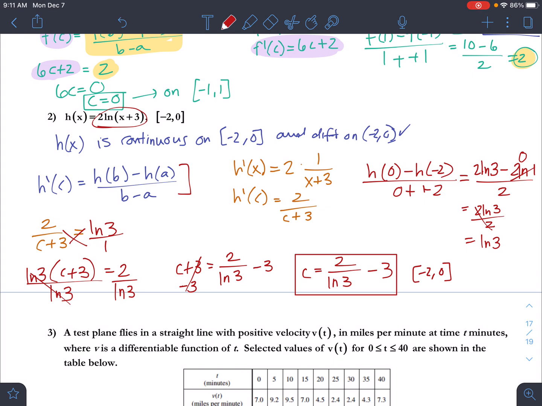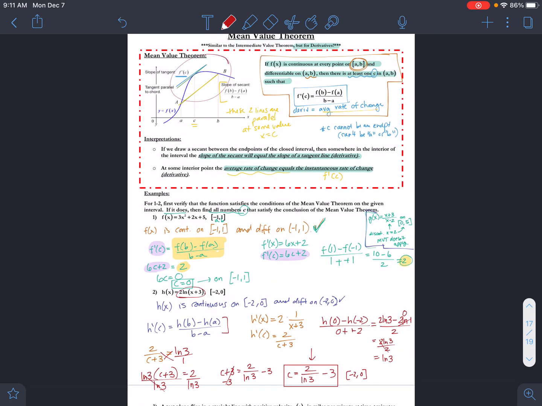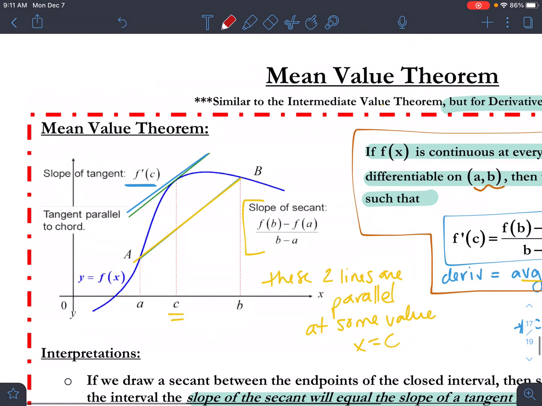So again, this value is where the slope of the tangent line is equal to the slope of the secant line, or instantaneous rate of change is equal to average rate of change for this function. If you're looking for that diagram, I think this is a helpful picture. That's what I mean when I say slope of secant between 2 points is equal to the slope of the tangent at a certain point. And we found that value c where that happens.